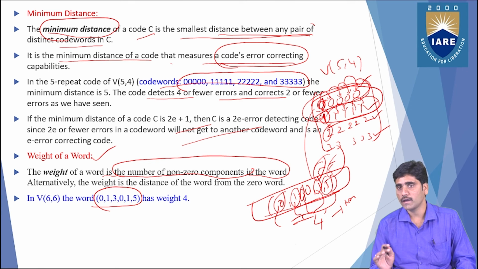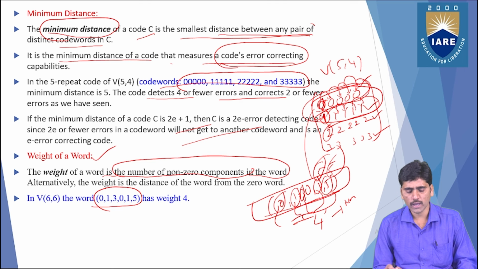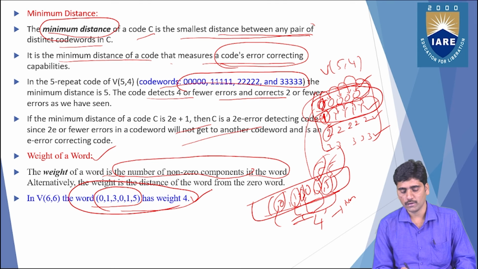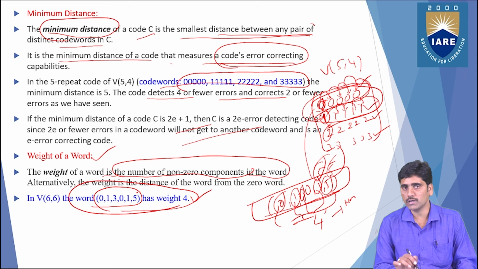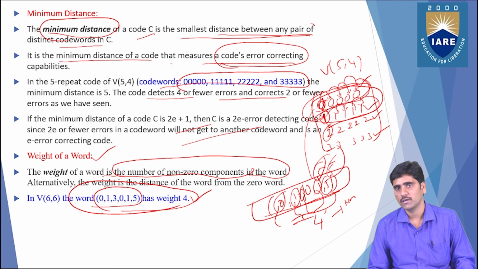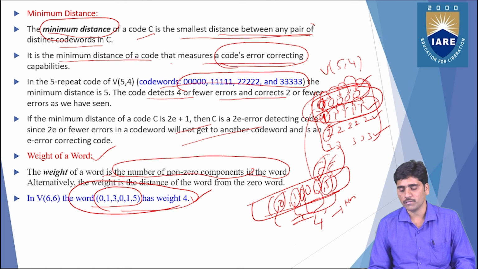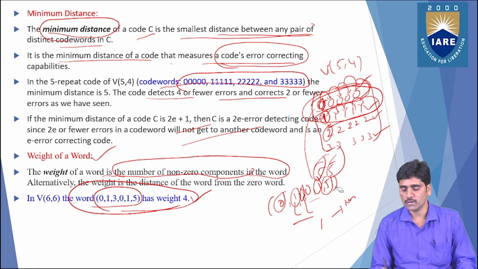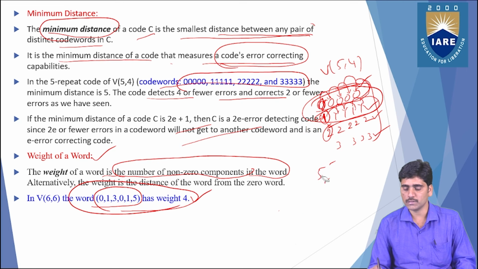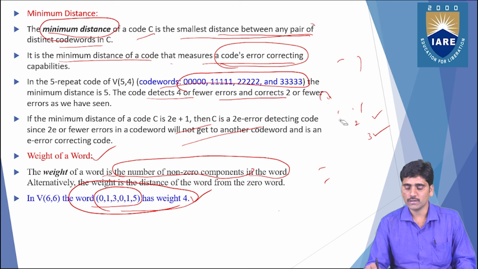Totally 4 non-zero places will occur. Hence we can say that the weight of a word is 4. That means the number of non-zero elements in the word becomes the weight of a word. The number of non-zero components of the word is called the weight of a word. That is the way we can understand Hamming distance, minimum distance, and the weight of a word.